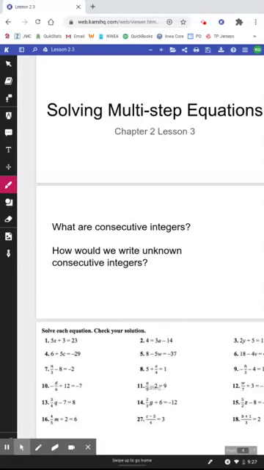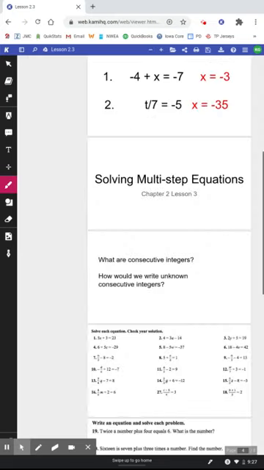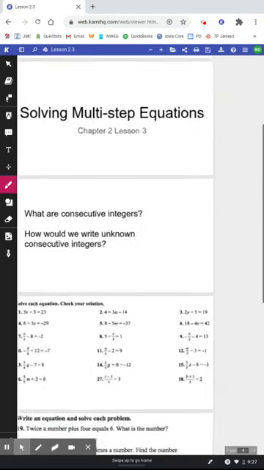Okay, chapter 2, lesson 3. I'm going to go ahead and take the time to do the homework check and turn it in. And today we're going to be solving multi-step equations.